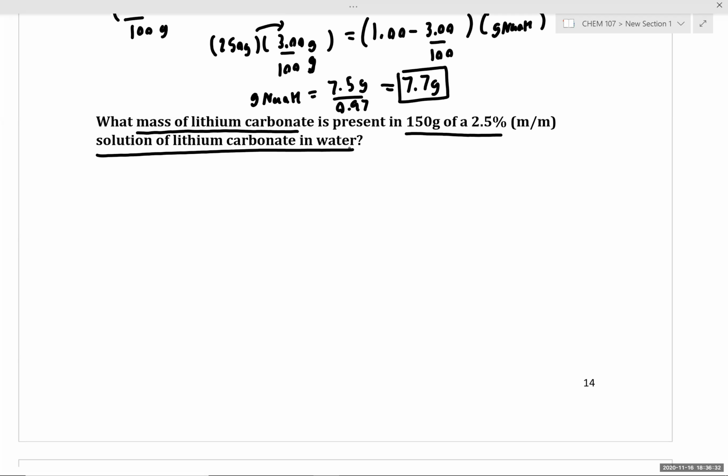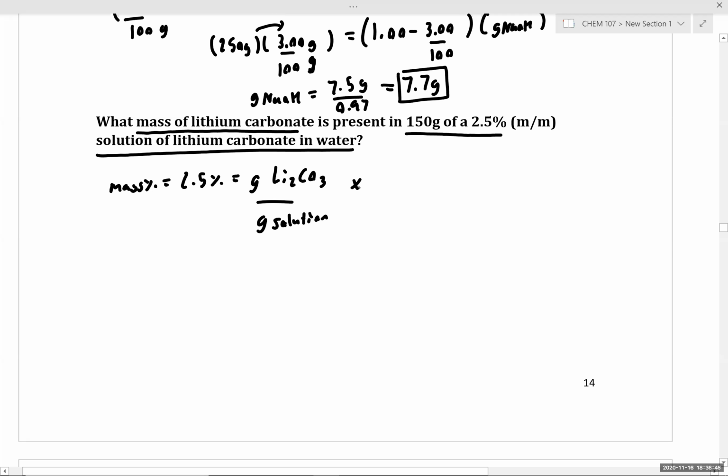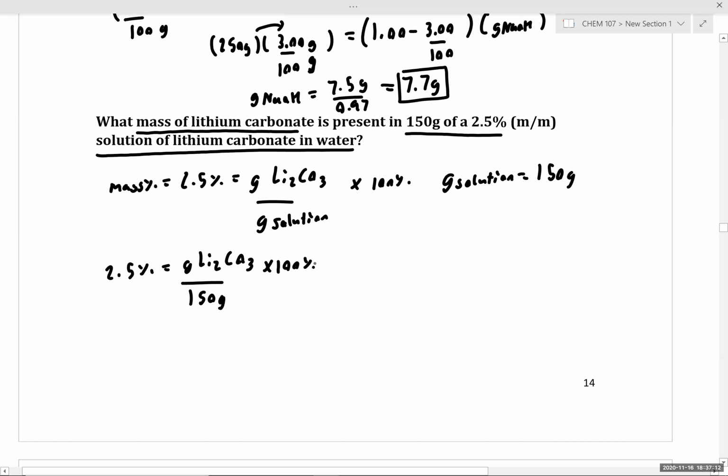Okay, so let's discuss. So we know that the mass percentage, which is 2.5%, is equal to the grams of lithium carbonate over the grams of solution times 100%. And we know that the grams of our solution, which includes our solute and our solvent, is equal to 150 grams. So then, substituting, we have 2.5% is equal to the grams of lithium carbonate over 150 grams times 100%.